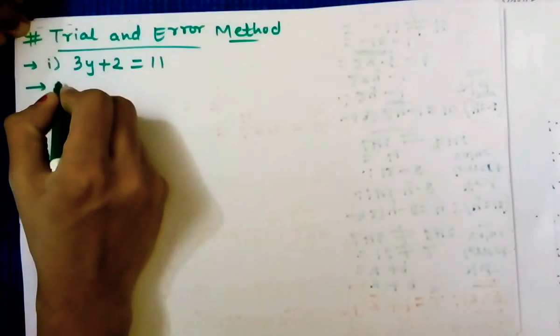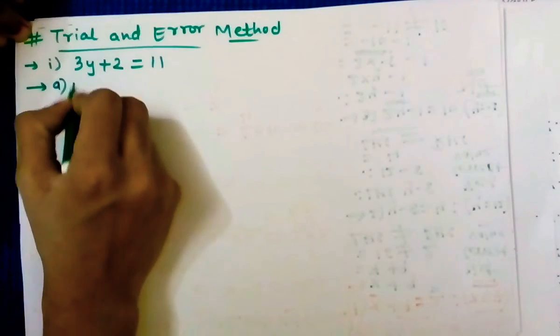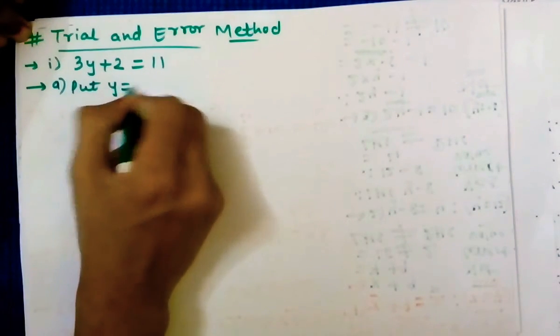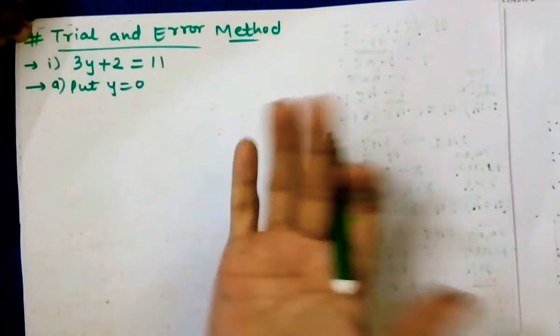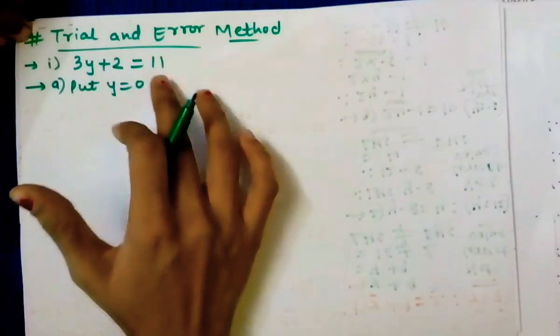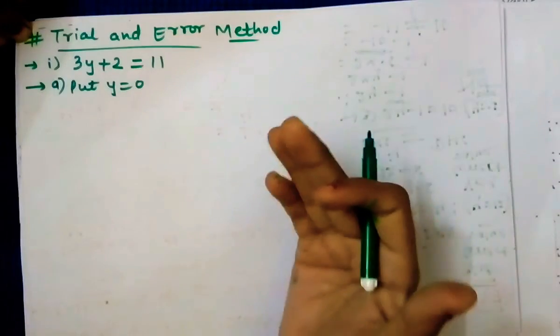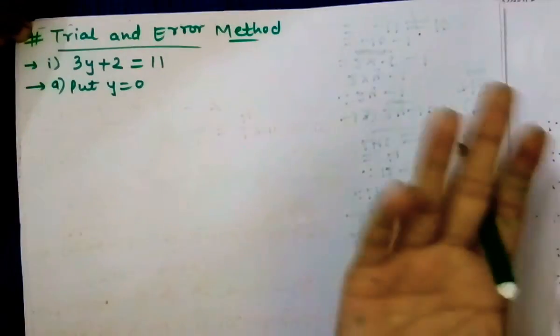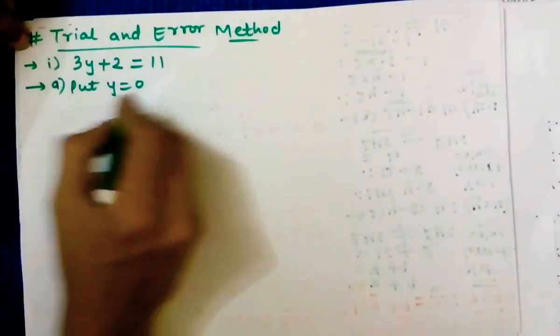So first I will try by putting y equal to 0. I will put 0 and try whether 11 comes or not, it will come or not. You can take any value of your choice. Now I am putting y equal to 0.